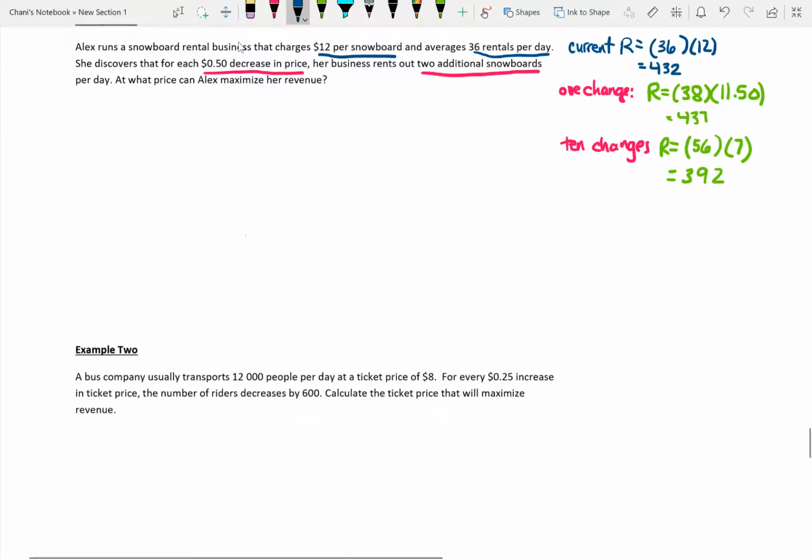So the key here is that we start with our revenue equation. Let's start with the English sentence. In this case, our revenue is determined by the number of rentals times the cost per rental, or the price per rental.